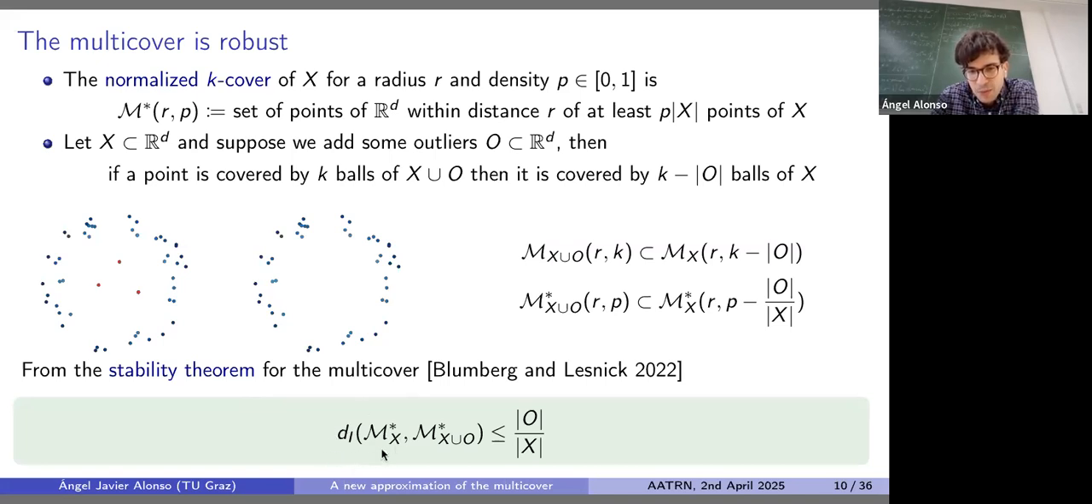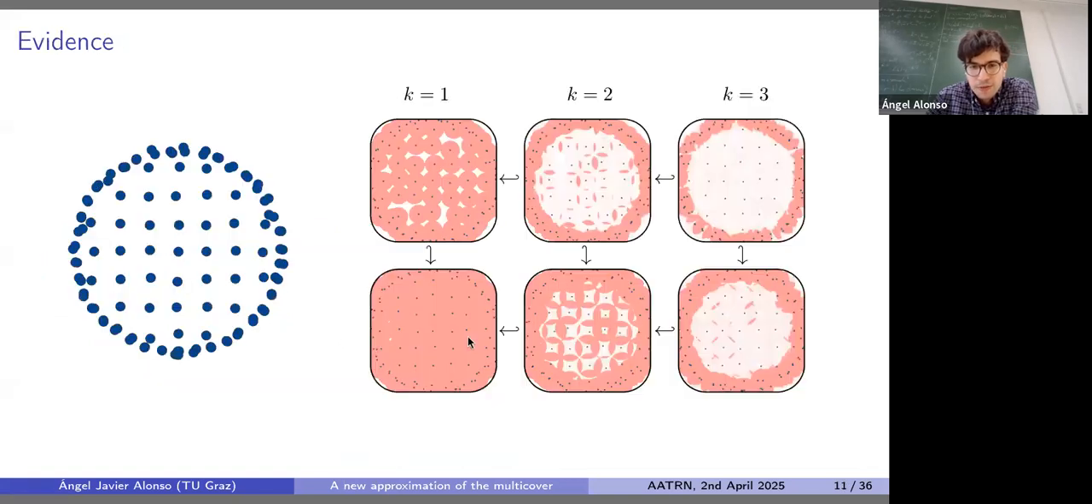Then the distance between the multicover over X and the multicover of X with the outliers is not too big. If we add outliers, then the distance cannot increase too much, just at most the percentage of outliers that we have added. And of course, because I won't be defining the interleaving distance, the evidence or the picture is again this one, that we can recover the circle here.